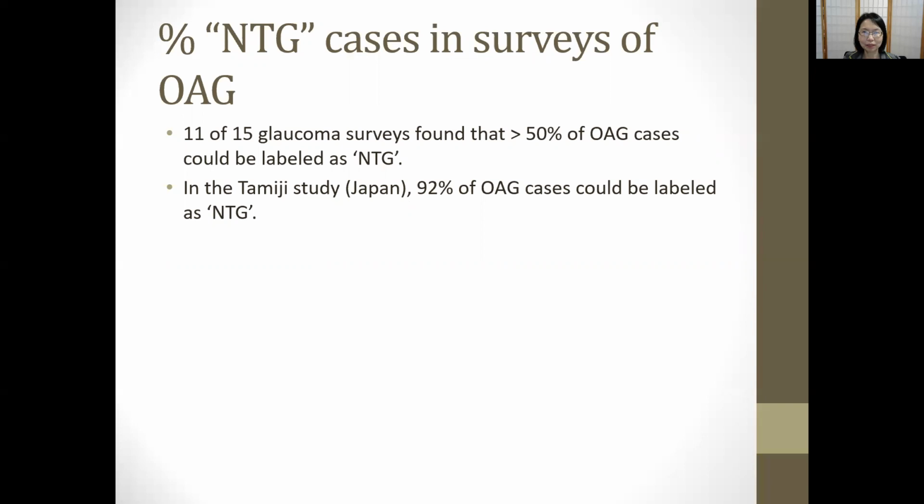As for the percent of normal tension glaucoma cases in surveys of open angle glaucoma, it is found that in 11 out of 15 glaucoma surveys, more than 50% of open angle glaucoma cases could be labeled NTG. And in the Japanese study, more than 90% of POAG patients could be labeled as NTG, or normal tension glaucoma.